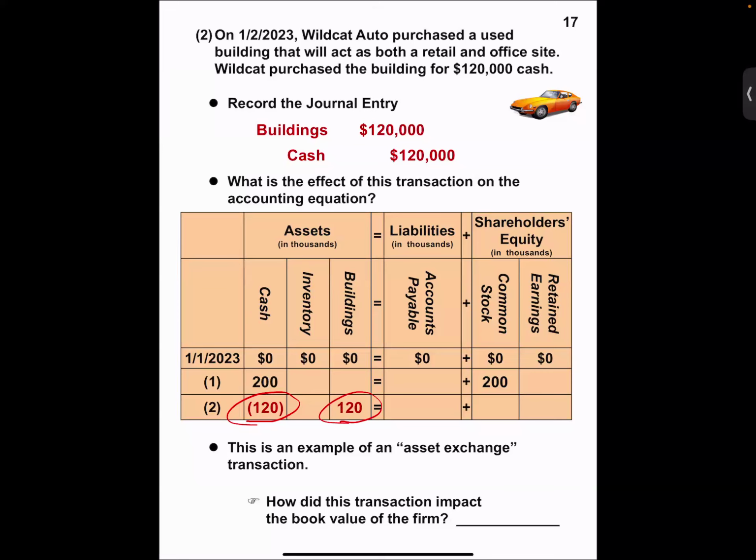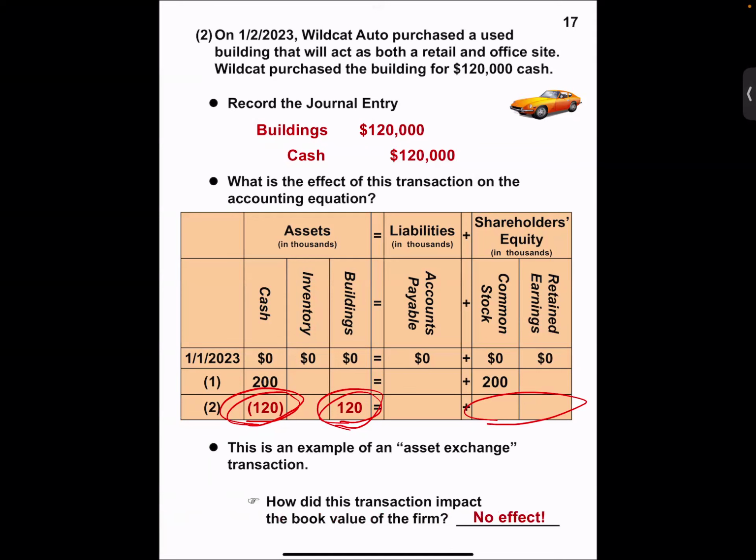This is an example of what we call an asset exchange transaction. An asset exchange transaction is one where one asset went up, in this case, the building account went up, and another asset went down, in this case, cash. So that's an asset exchange transaction. In terms of the effect on the book value of the firm here, again, look at the book value over here. There was no effect on the book value. So the book value is still what it was from the previous slide, $200,000.